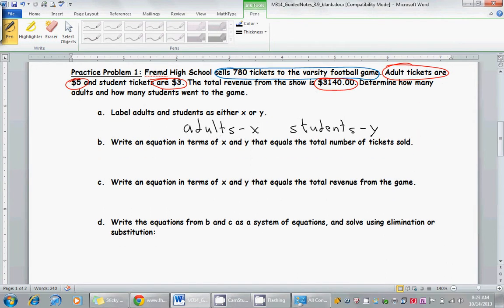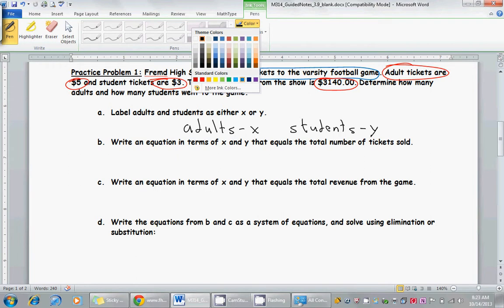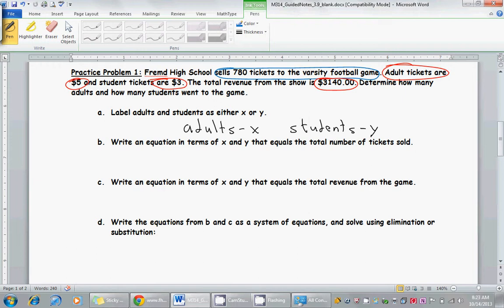Part B, write an equation in terms of X and Y that equals the total number of tickets sold. If I look back up here, we sold 780 total tickets, and that's a mixture of adults and students, so X plus Y has to add up to 780.